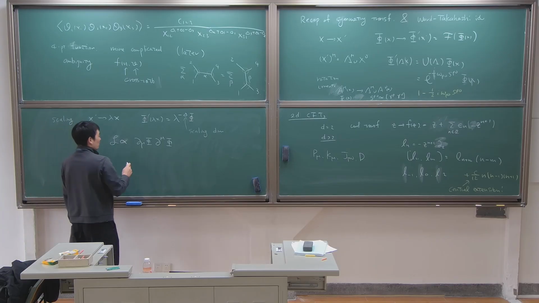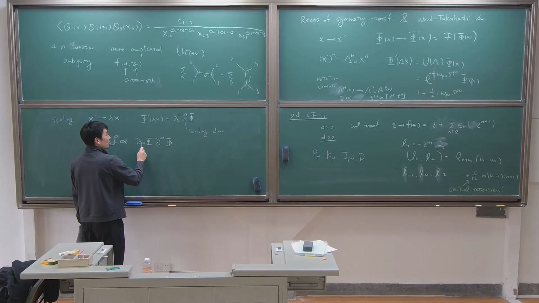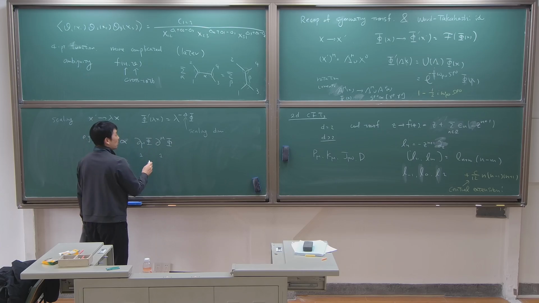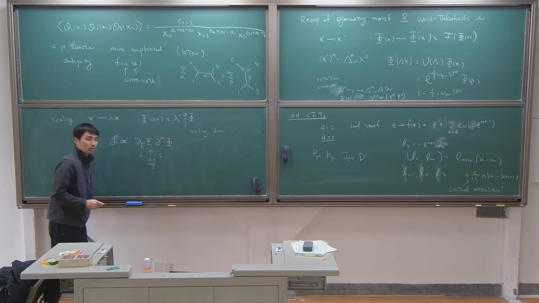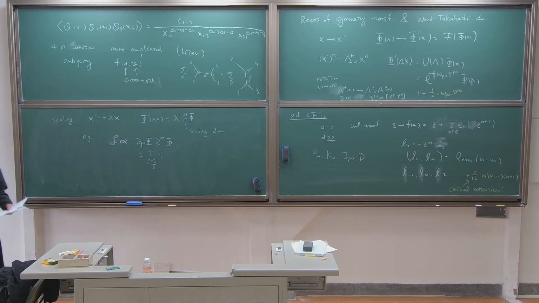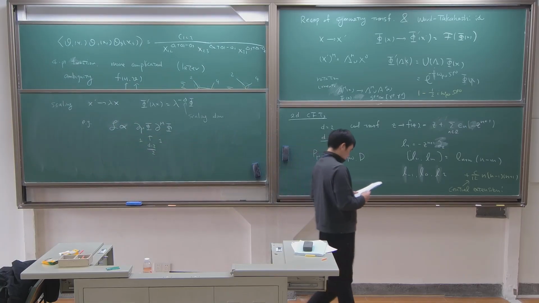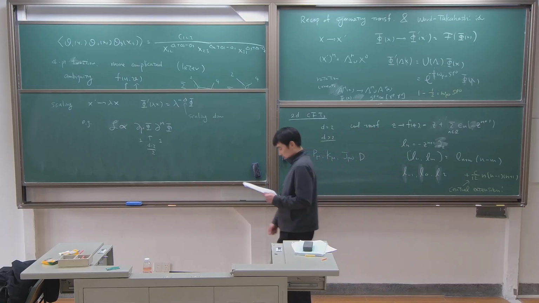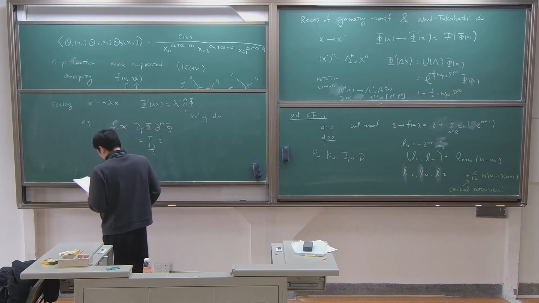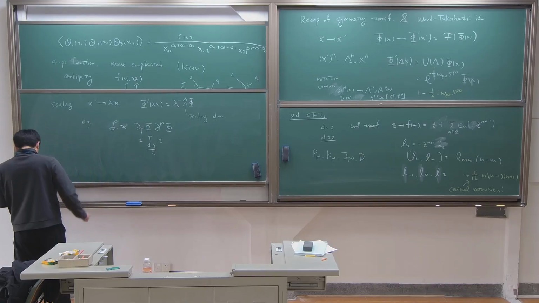So this is the case. Here the scaling dimension of the derivative is 1, and the total scaling dimension of the Lagrangian should be d. Therefore, d minus 2 over 2 is the scaling dimension of phi. This is, classically, for the free field. That's the scaling dimension you will get for a free field.